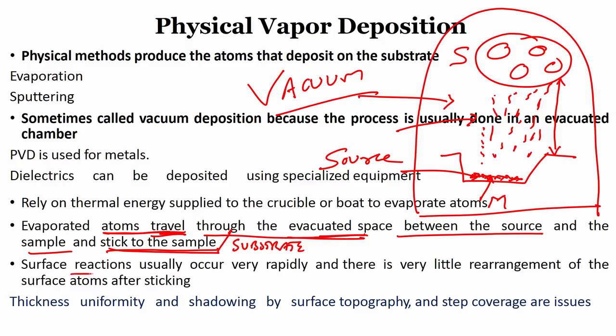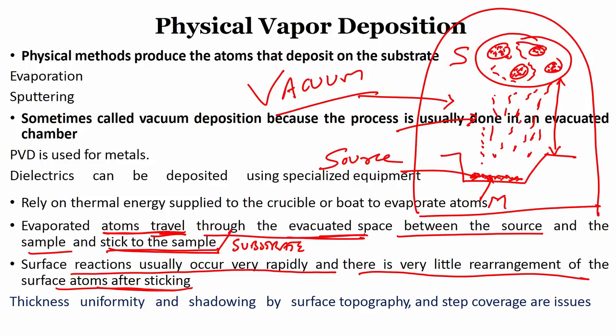Now, surface reactions usually occur very rapidly, and there is very little time for rearrangement of surface atoms after sticking. You see, when you deposit, suddenly after the melting point is reached and we increase beyond the melting point, this will start depositing very fast on the substrate, like this. Now it will deposit everywhere, here, here, everywhere, but it will also deposit on the substrates, because substrates are loaded on the substrate holder, right. These are our substrates 1, 2, 3, 4. So when it is depositing rapidly, we have very little time for the rearrangement of the atoms.